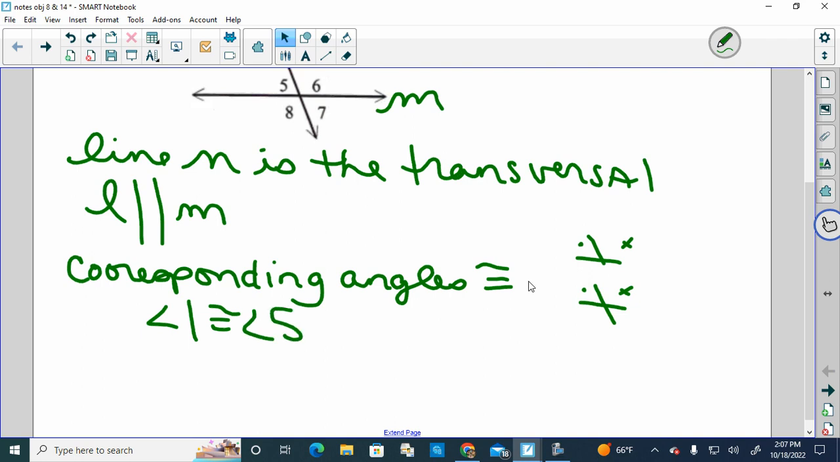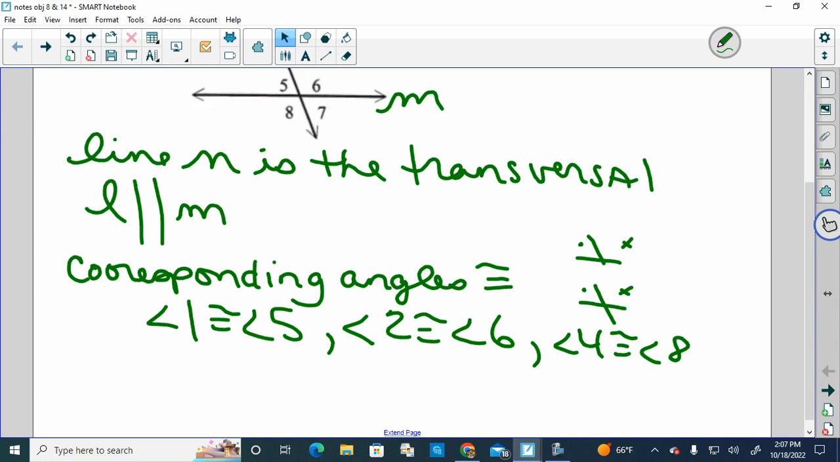Okay, what about 2? What is it corresponding with? 6. Angle 2 is corresponding to angle 6. 4 to 8. And what is my last pair? 3 and 7. Okay, so corresponding is the only one that has 4 pairs. The other ones that we're going to list are just going to have 2 sets. So corresponding means same location.